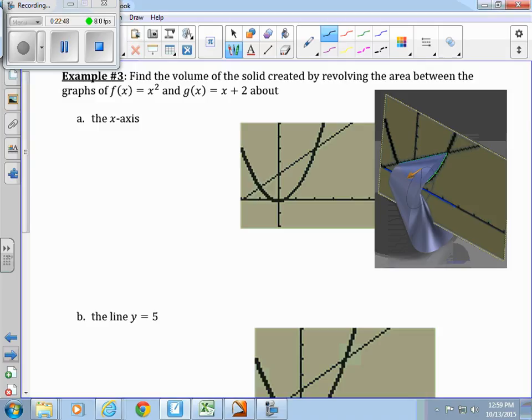I have a region here, and I'm going to rotate it around a lot of different things. I have some pictures of some of them that I used the computer to generate. Find the volume of the solid created by revolving the area between those graphs around different lines. So the first one is around the x-axis.